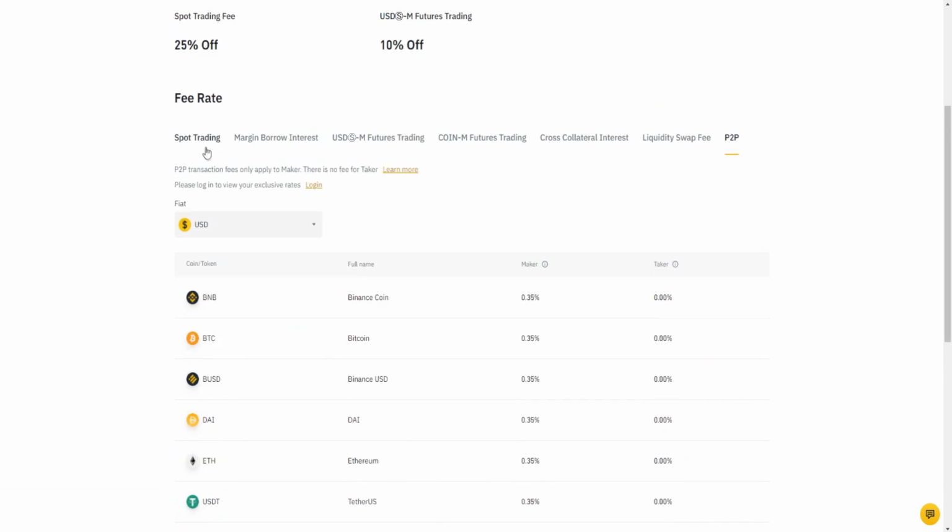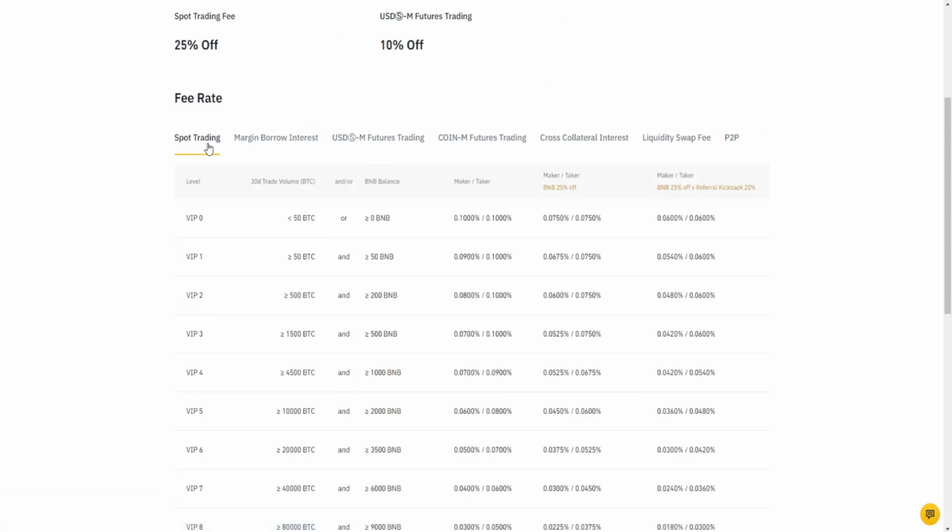Very important. I wanted to give you a good overview of the trading fees you can expect, and most importantly, how you can utilize these two methods, which we've discussed in today's video, to maximize your savings for spot trading in particular.